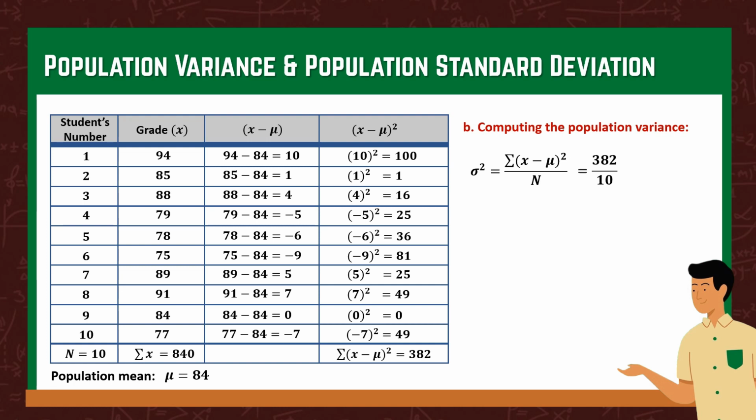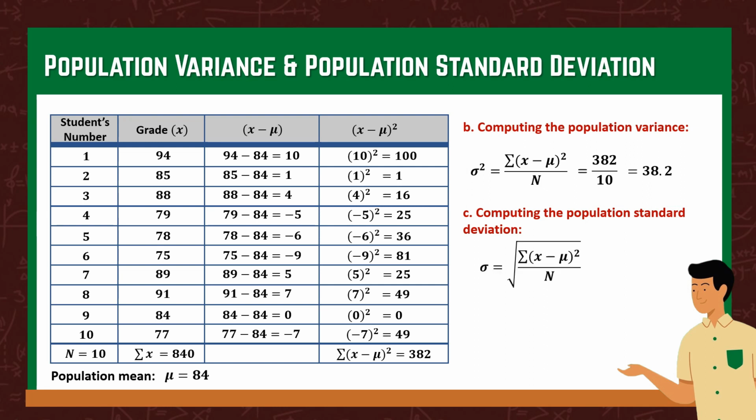We have 382 divided by 10, and the computed population variance is 38.2. Now to compute the population standard deviation, we have the formula. So let's substitute the values. We have square root of 382 divided by 10, or just simply square root of our computed population variance 38.2, and we have 6.18. The computed population standard deviation is 6.18.